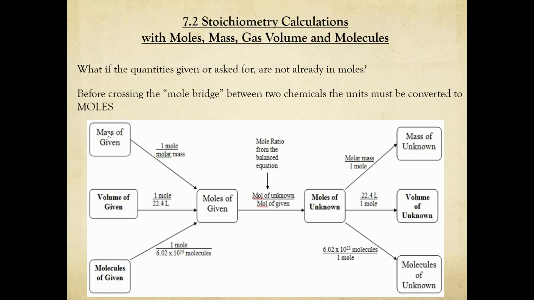So with this one, you can go from mass of something to moles, moles of your given to moles of your unknown. Then you can go to volume or mass or molecules by multiplying by the molar mass, 22.4, or 6.02 times 10 to the 23. So you always have to change to moles first, and then balance it according to your chemical reaction equation.